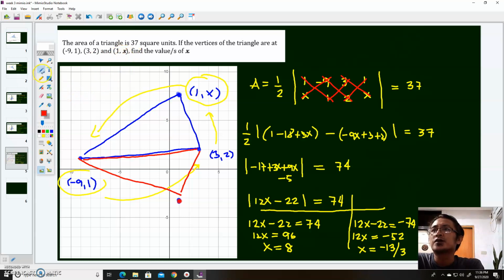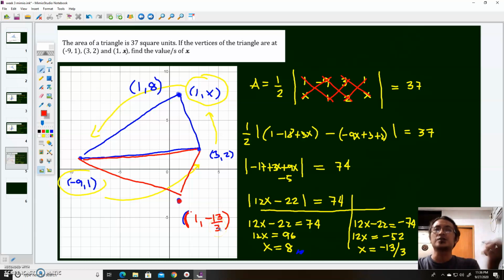For the blue triangle, that is actually the point (1, 8). This is what we got for that positive value. And then for the red triangle, we'll still have an area of 37 square units. The point would be (1, -13/3).